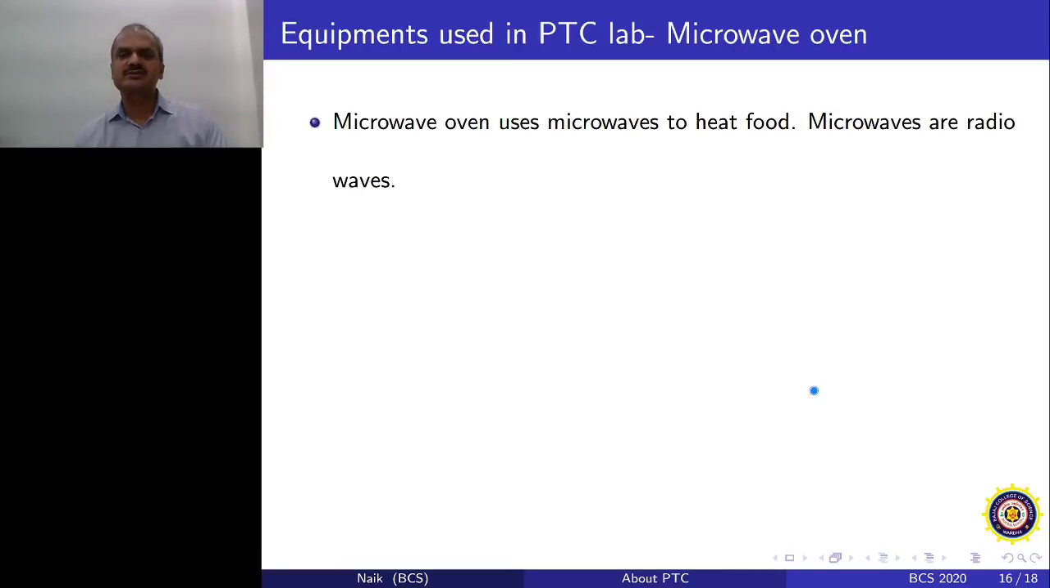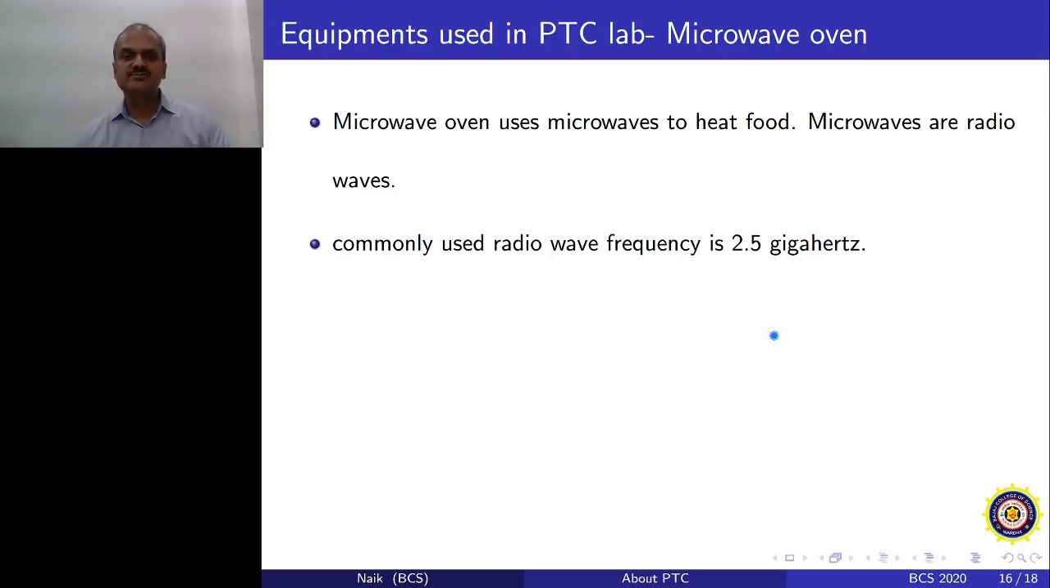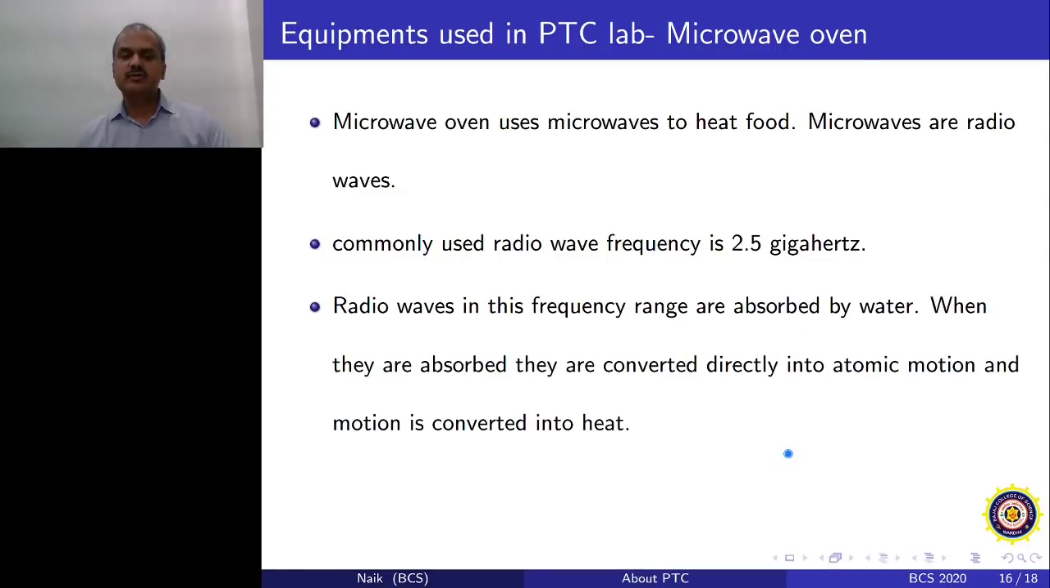Still some people are using it, but a microwave oven is quick enough. It has the capacity to melt your agar and prepare the solutions. Now, a microwave oven uses microwaves to heat the food. It is basically radio waves. The commonly used radio wave frequency is 2.5 gigahertz, and radio waves at this particular frequency are easily absorbed by the water.